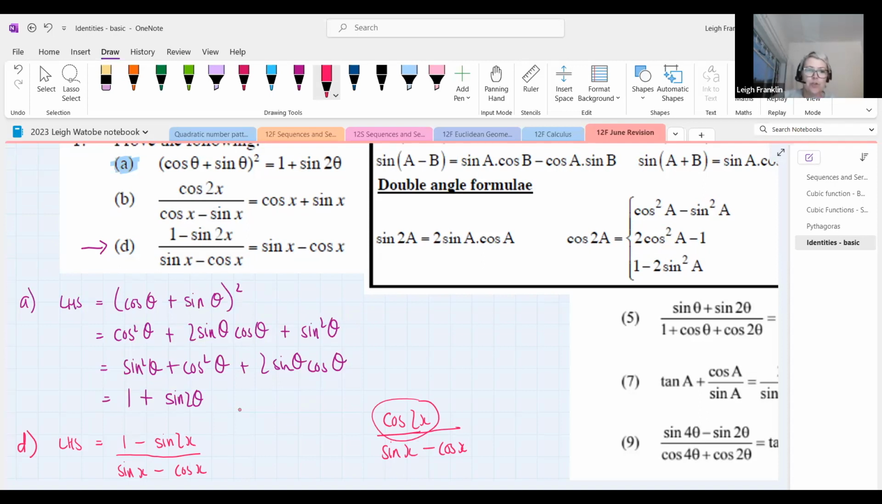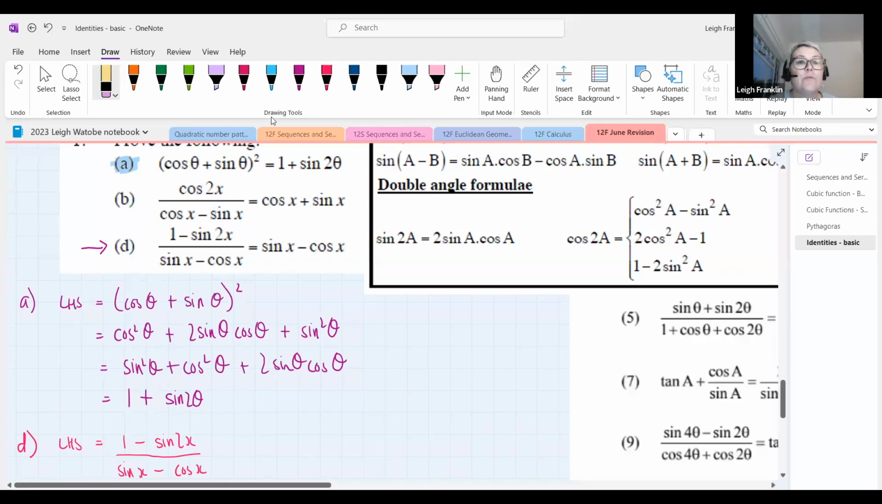Because you've just got to be careful here, because cos 2x is not equal to 1 minus sine 2x. It's got to be 1 minus 2 sine squared x. Ah, absolutely. There's not a square on here, so that's why you can't rewrite the numerator as cos 2x. Does that make sense to you? Could you please re-clarify it, ma'am?